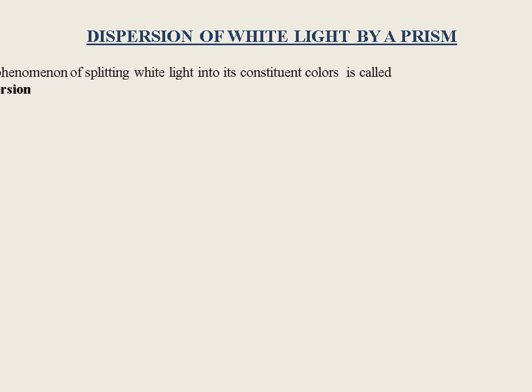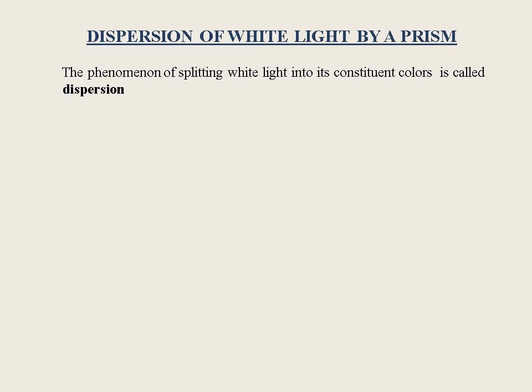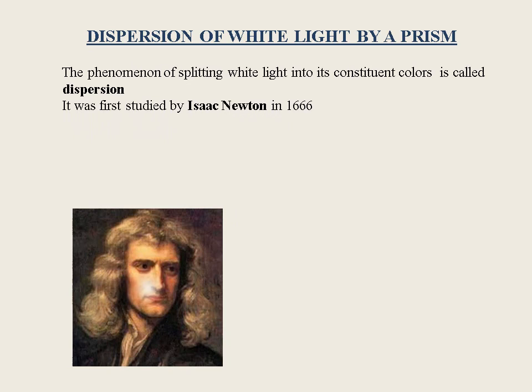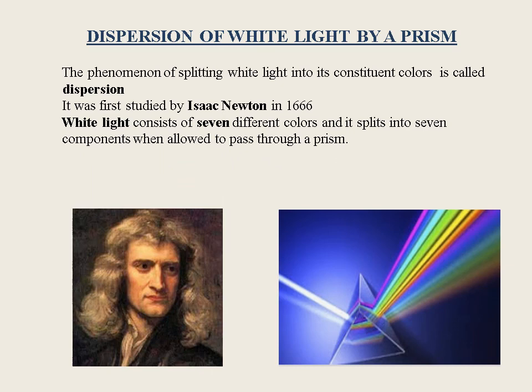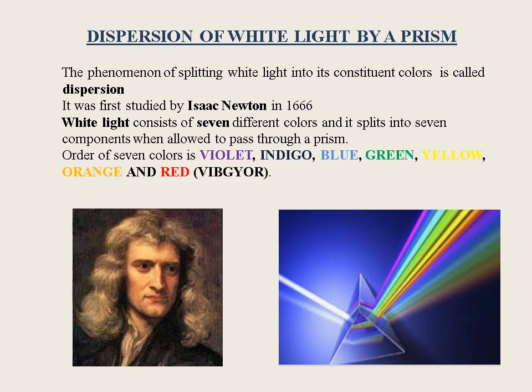Dispersion of white light by a prism. You have seen that a prism deviates a ray of light incident on it. The phenomenon of splitting of white light into its constituent colors is called dispersion. It was first studied by Sir Isaac Newton in 1666. He found that white light consists of 7 colors and it splits into 7 components when allowed to pass through a prism. The band of 7 component colors of white light can be obtained on a screen in a fixed order. The order of the 7 colors is violet, indigo, blue, green, yellow, orange, and red, which is called VIBGYOR. This band of 7 colors is called a spectrum.